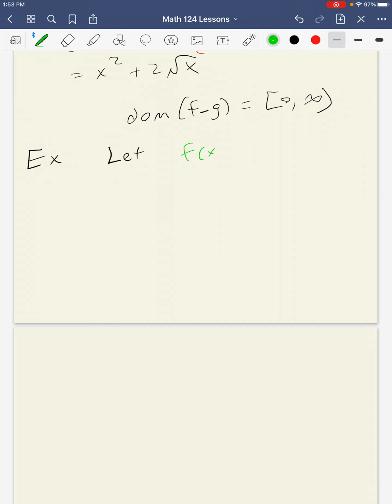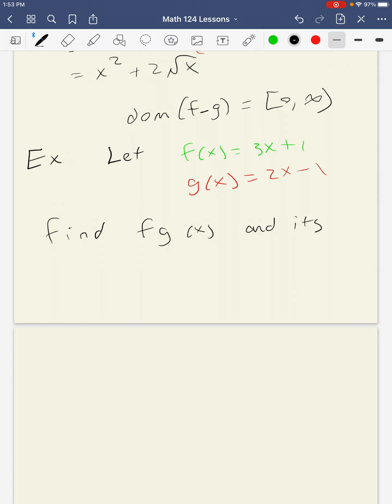Let f of x equal 3x plus 1, g of x equal 2x minus 1. Find f times g of x and its domain.